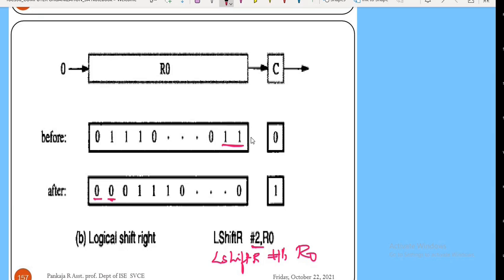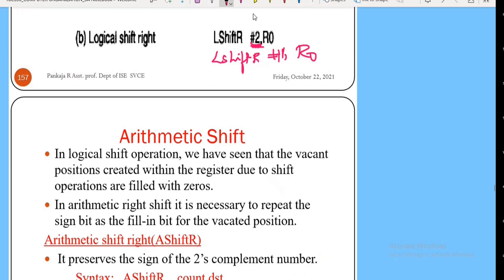Okay, and each time it is shifting, this one will come and be placed in the carry flag. Just focus on this register. If you are shifting only 1 bit, this bit will go out of the register and be stored in the carry flag, and 01 will be there in this register. Depending on how many bits they have specified, or the example you take, just show the representation accordingly. So that is about the logical shift.